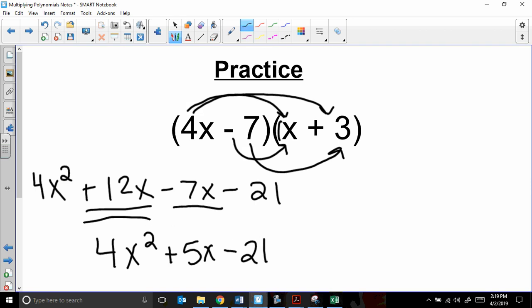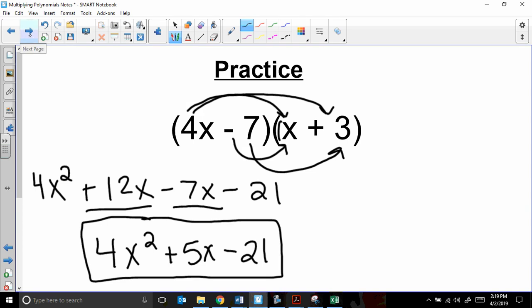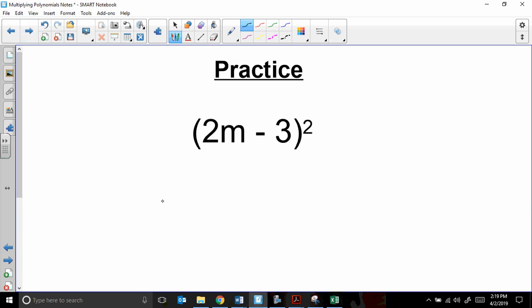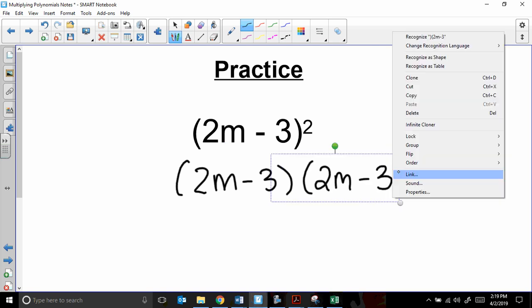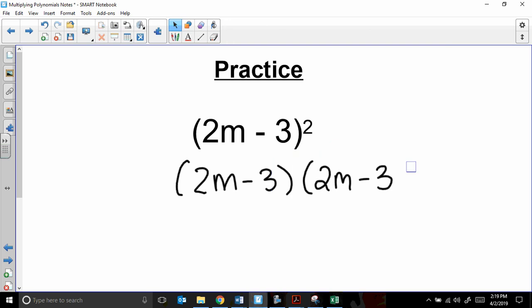Okay, and now we have multiplied those binomials. All right, so this one might look a little strange because you seem to not have a second set of parentheses to multiply by. But remember, when you have something squared, that means you're taking whatever you have squared and multiplying it by itself. So really this means 2m minus 3 times 2m minus 3.